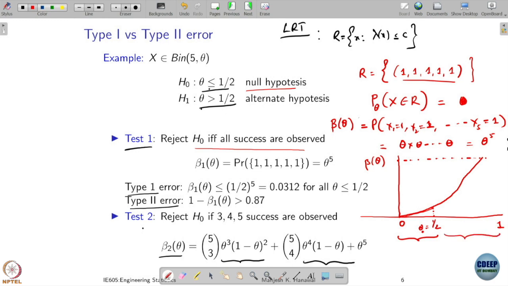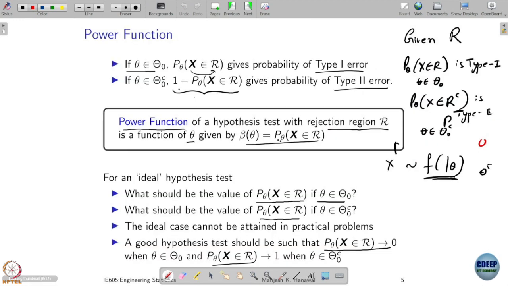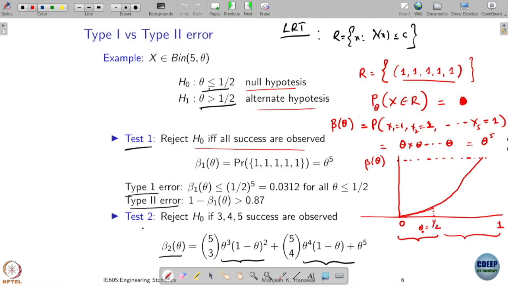What is this giving in this region? Theta here is greater than half, which means it is coming from the alternate hypothesis, but this probability is still that of rejection. So theta is now in the alternate hypothesis part, but I am still plotting this only, not 1 minus it. So this is actually giving me the complement of the error probability. So in this portion it is type 1 error, and in this portion it is 1 minus type 2 error, right?